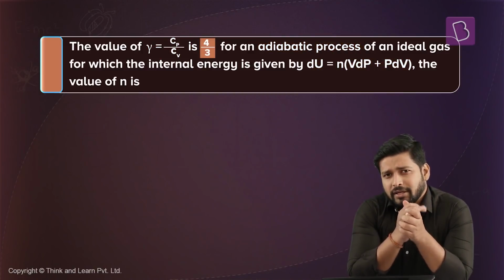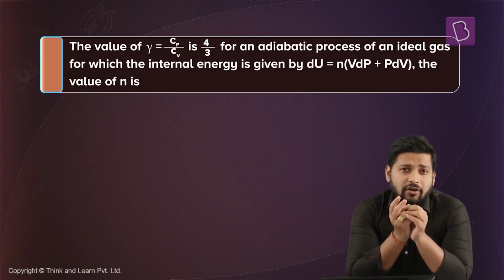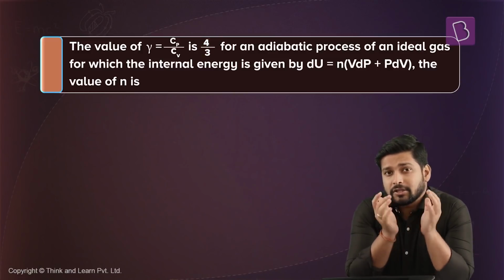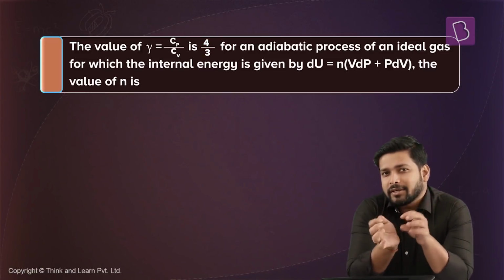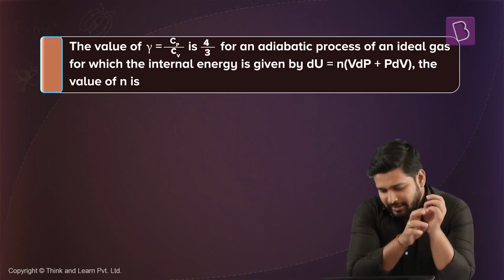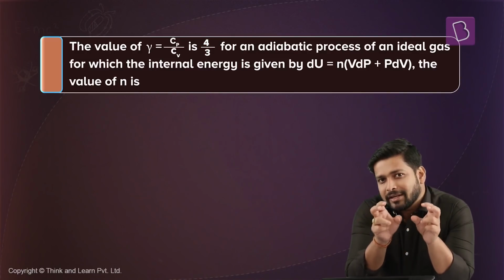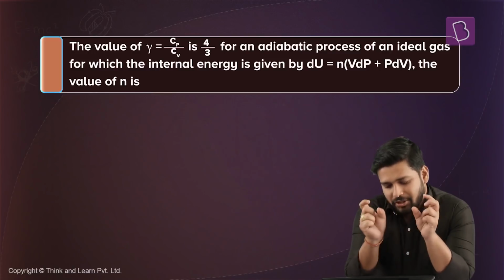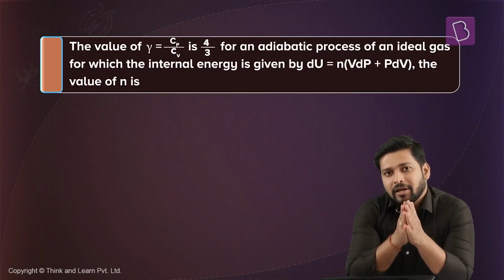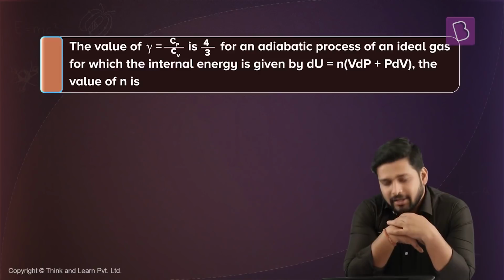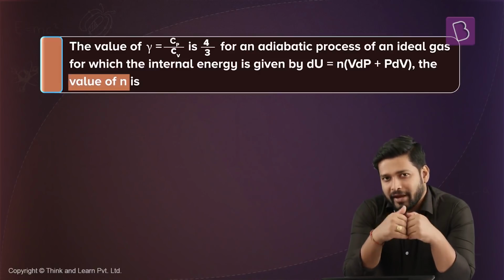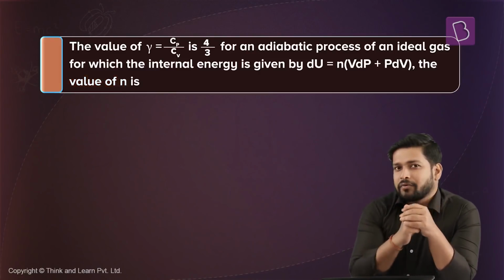So we have got basically three pieces of information. The first one is the value of gamma. The second thing is that this is an adiabatic process. And third, the most important part, is the expression for the small change in internal energy, dU equals n times of PdV plus VdP. Now what is asked of us is the value of n, all right? So this n is what we have to find out.